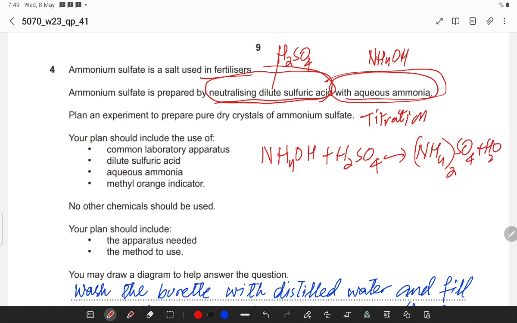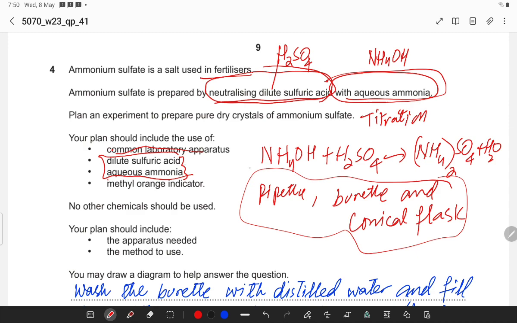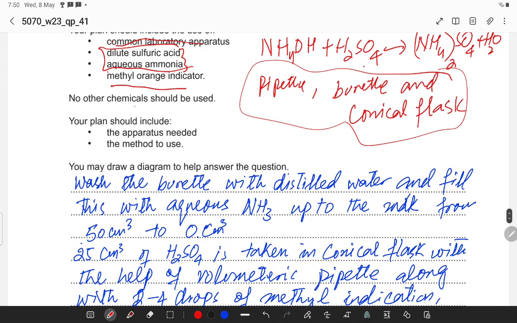So this reaction is carried out through titration, and in titration the common laboratory apparatus is pipette, burette and conical flask. So these are the three main apparatus used in this experiment, and aqueous ammonia is the chemical. These are the two reagents: ammonium hydroxide, aqueous ammonia, sulfuric acid, and methyl orange is indicator. No other chemical should be used.